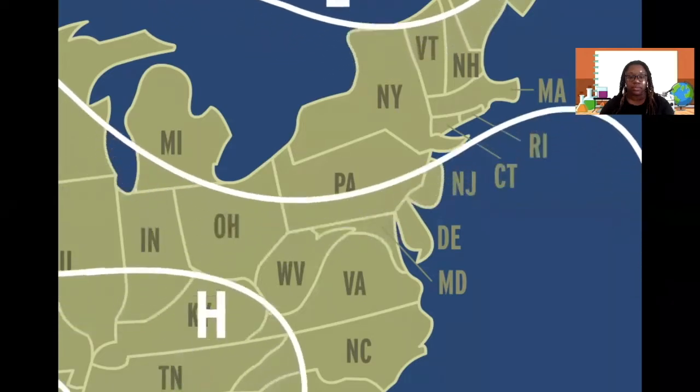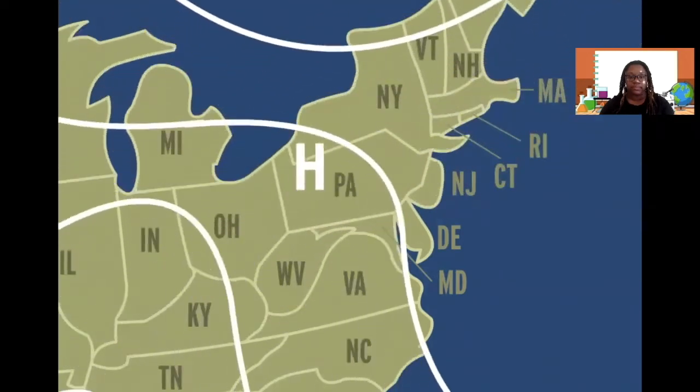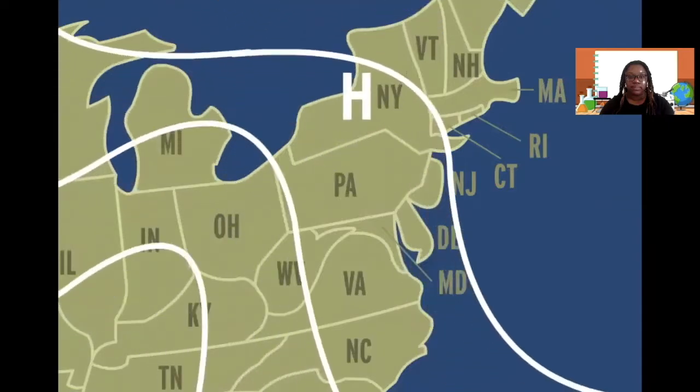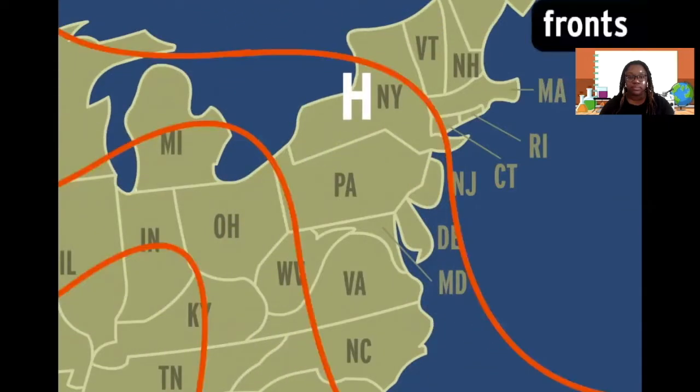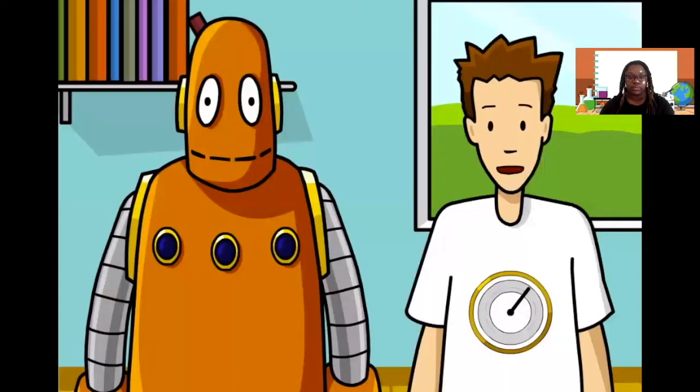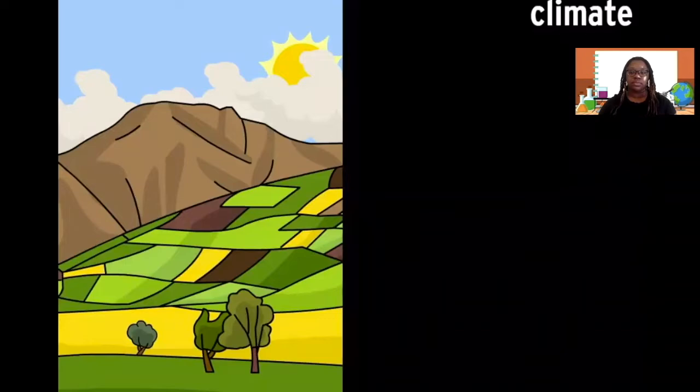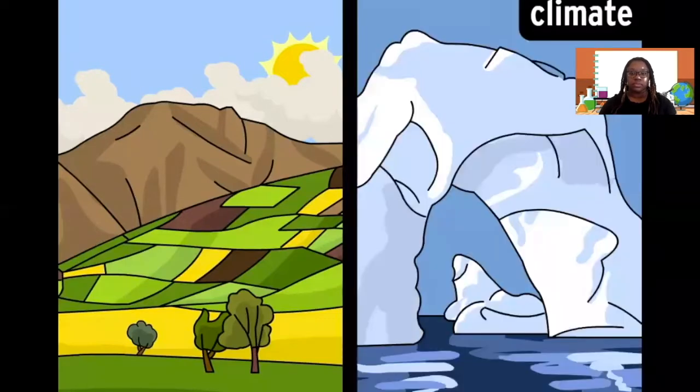A high-pressure area that's over Ohio on Wednesday might be over New York City on Thursday. The boundaries between these air masses are called fronts, and that's where heavy storms and other serious weather can take place. Anyway, an area's long-term weather patterns determine its climate. For example, areas near the equator have a warm climate, while areas near the poles have a much colder climate. So that's weather.